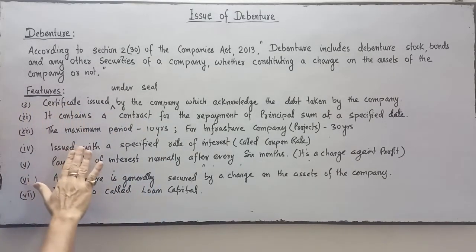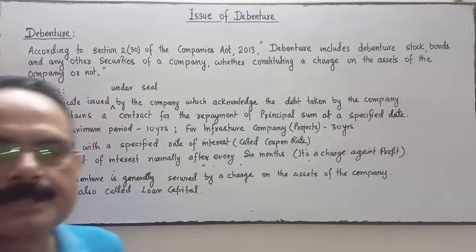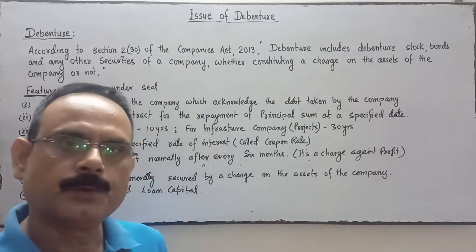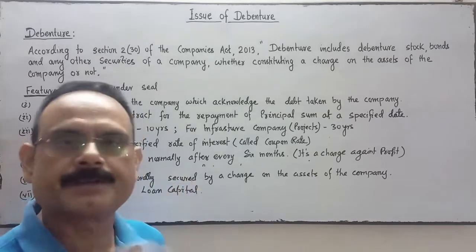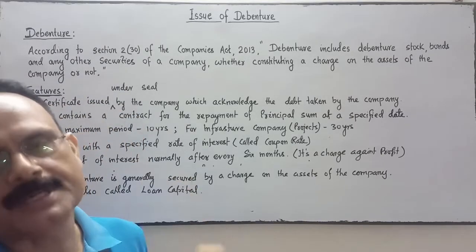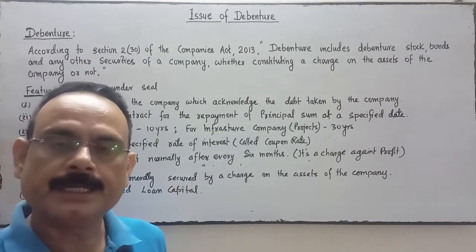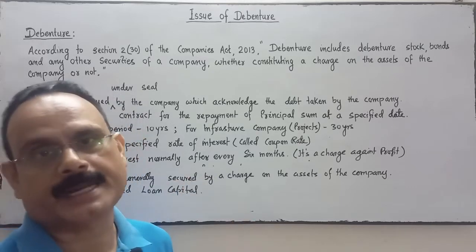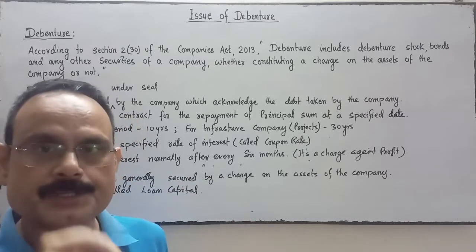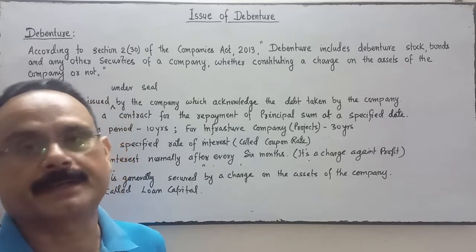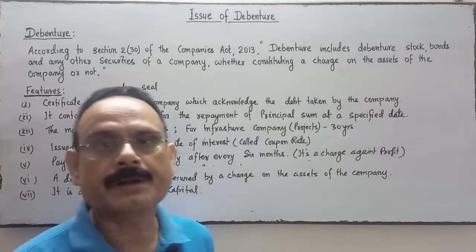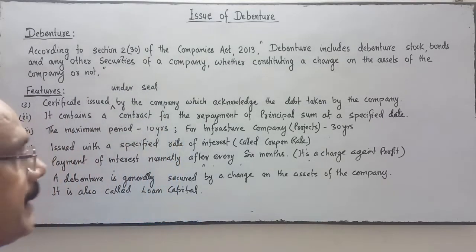Next, it is issued with a specified rate of interest. Debenture is always issued with a specified rate of interest. This is clearly mentioned by the company in the debenture certificate, in the contract, that this debenture is issued at this rate of interest. This is called the coupon rate.